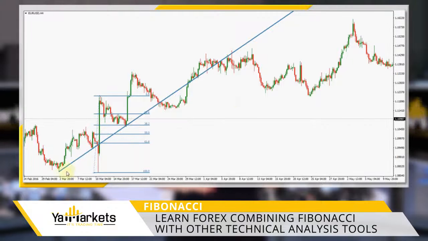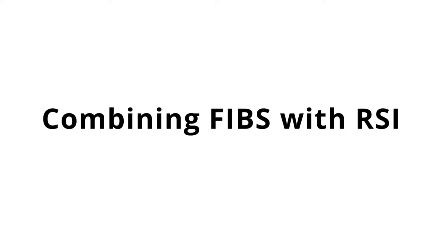Take a look here. The price is in a strong uptrend. After making the next leg higher, you need to wait for a retracement before going long. By drawing fib retracement, you can project the potential point where the price will hit the trend line and set your buy orders there. Combining fibs with RSI.